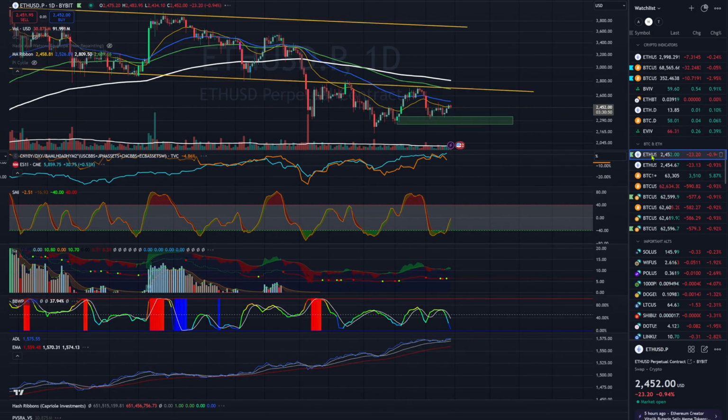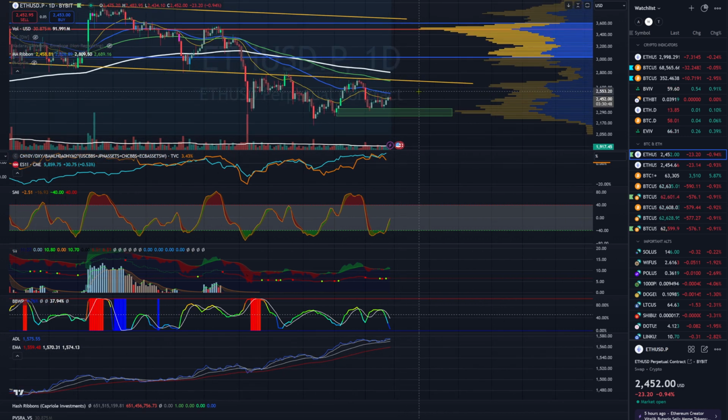So have a quick look at ETH. Again, ETH tapped into this box, but would have liked to have come down a bit further. But anyway, it is what it is. Still looking reasonably strong. BBWP hasn't really reset yet, but it's probably going to soon, I would think. Everything's primed for a decent move up at the moment.